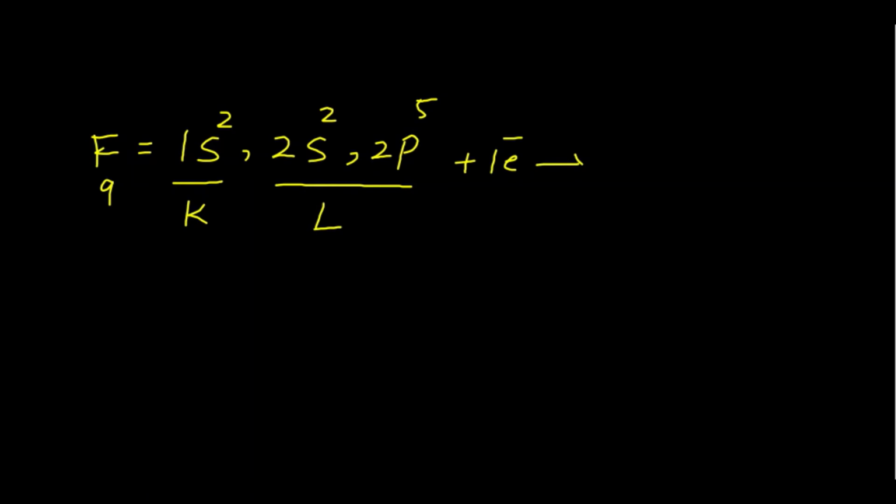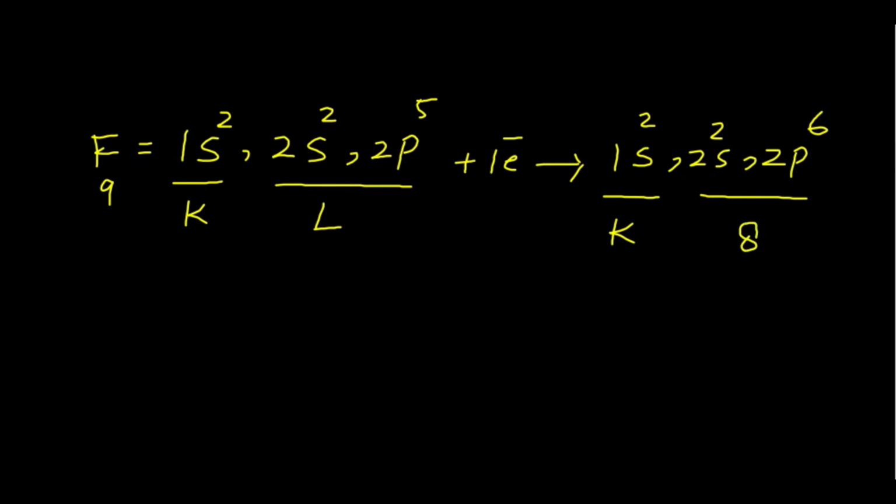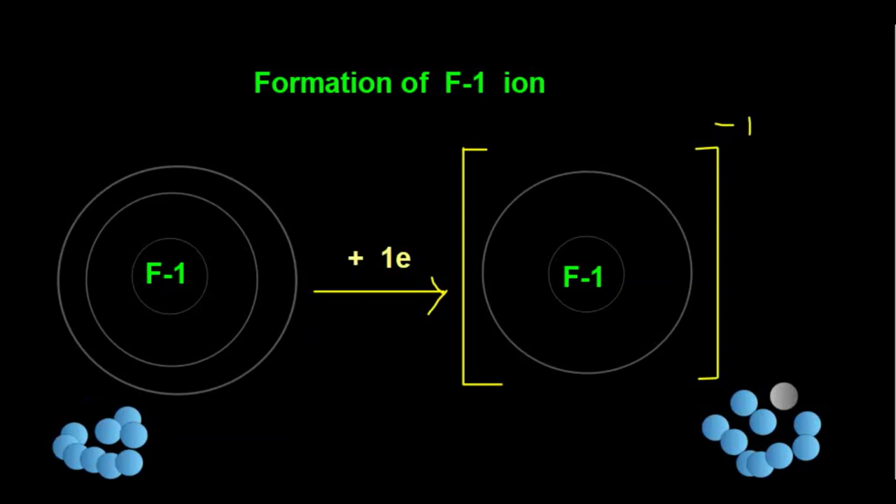After the gain of 1 electron, the electronic configuration of fluorine would be 1s2, 2s2, 2p6. That is, in the K shell it has 2 electrons and in the L shell it has 8 electrons. Now its octet is completed. Its electronic configuration matches the nearest noble gas and it becomes stable. We can also understand the formation of the fluoride ion with the help of the electron dot structure.